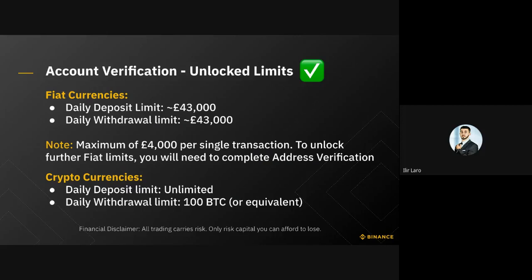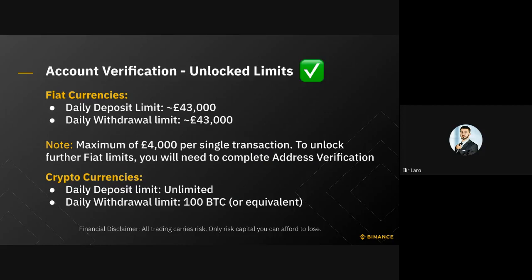So what this means is you can actually only do one transaction of £4,000 every time. It just means you need to do multiple £4,000 transactions if you want to deposit more than £4,000 for the day. To unlock further fiat limits, you need to complete address verification, which I'll touch on in the next slide. For cryptocurrencies, you actually have a daily deposit limit of unlimited, so you can deposit as much as you would like.